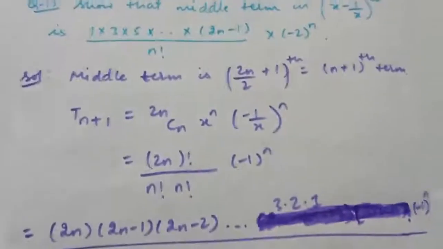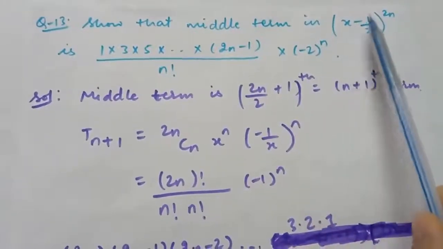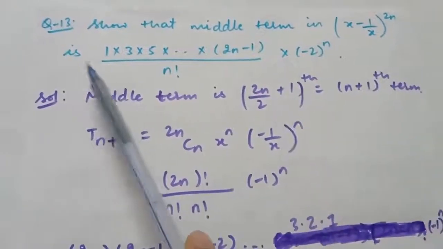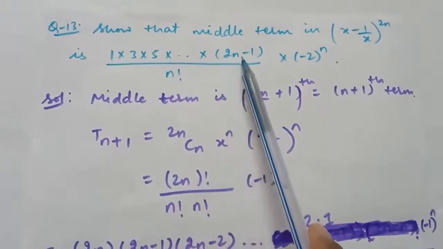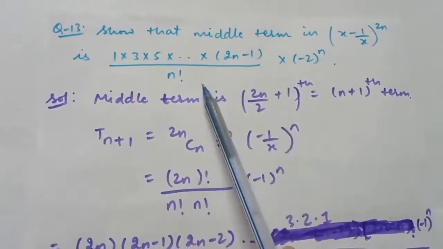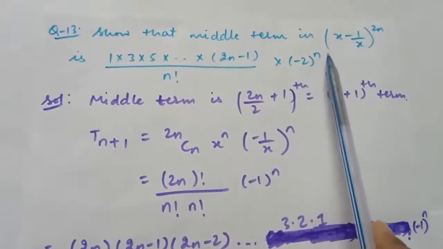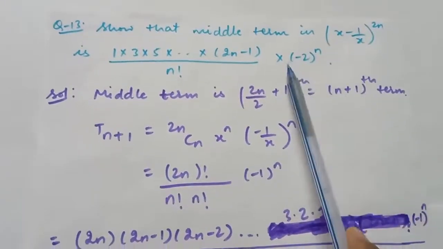Next is question number 13. Show that the middle term in x minus 1 upon x whole raised to the power 2n is 1 into 3 into 5 and so on up to 2n minus 1 upon n factorial into minus 2 raised to the power n. We want to show that the middle term of this is this.